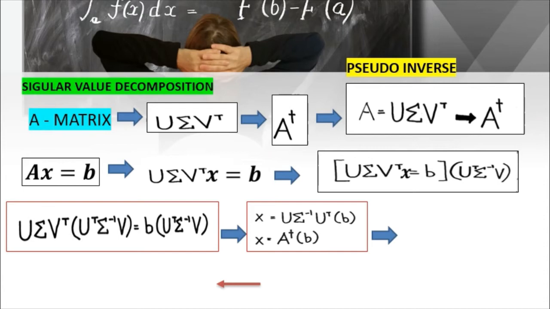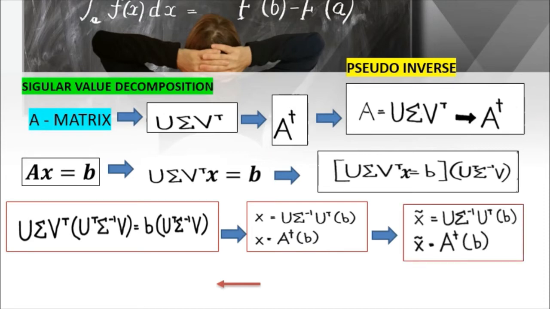Then in this equation, X is equal to A dagger times B, and this X we denote as X tilde. This is how we approximately find the values of our unknowns.